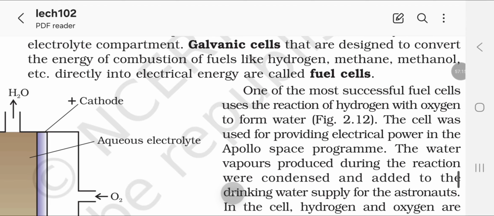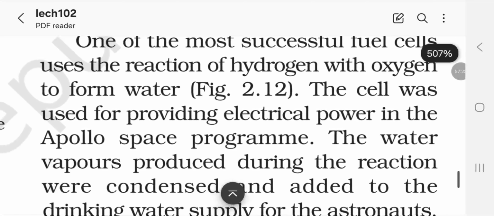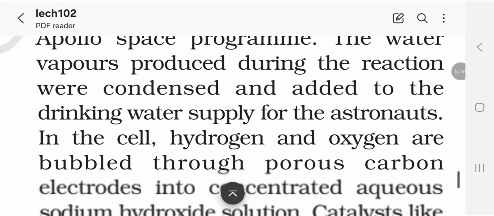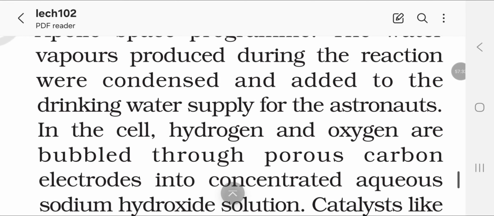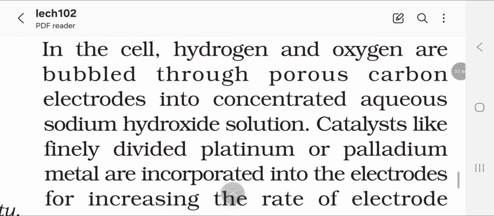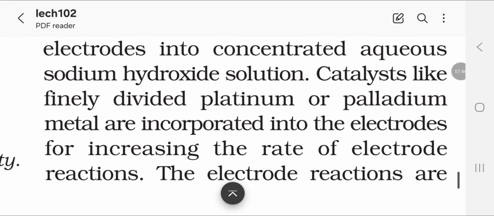One of the most successful fuel cells uses the reaction of hydrogen with oxygen to form water. The cell was used for providing electrical energy in the Apollo space program. The water vapor produced during the reaction was condensed and added to the drinking water supply for the astronauts. In the cell, hydrogen and oxygen are bubbled through porous carbon electrodes into concentrated aqueous sodium hydroxide solution. Catalysts like finely divided platinum or palladium metal are incorporated into the electrodes for increasing the rate of electrode reaction.